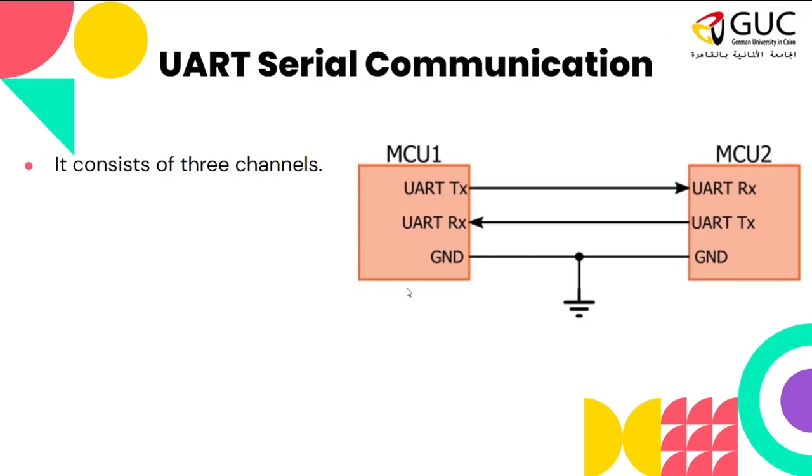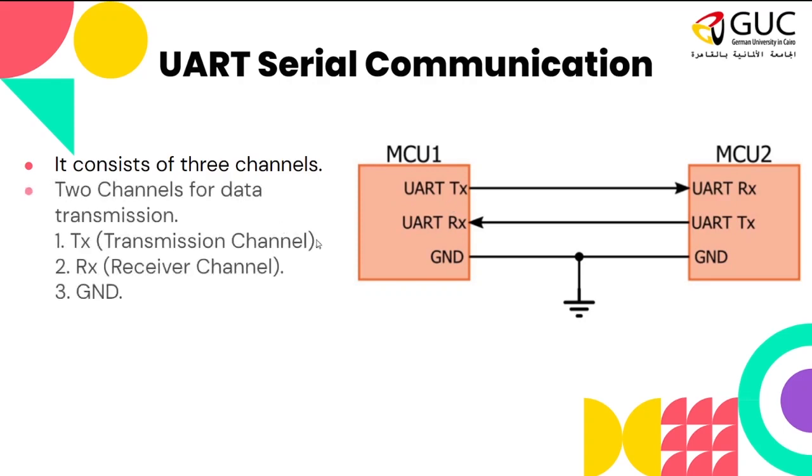If we have two microcontrollers, as we can see here, we have 2 main channels for data transmission. We have 2 separate channels. Unlike I2C, which had 1 bidirectional channel, here in the UART protocol we have two channels for data transmission. The sending channel is called TX, and it is connected to the RX, which is the receiving channel on the receiver side.